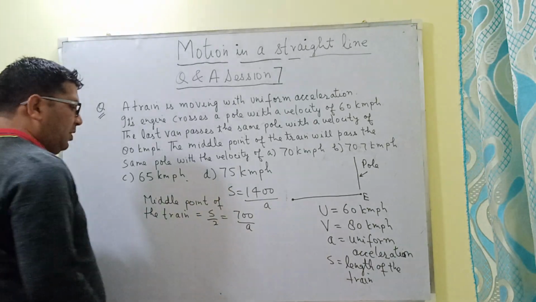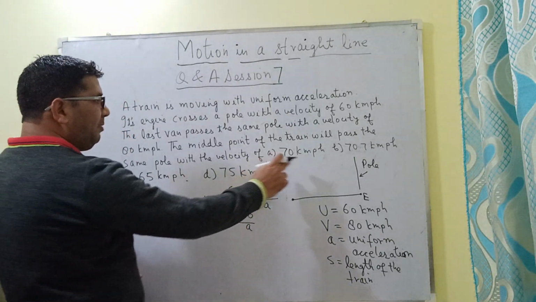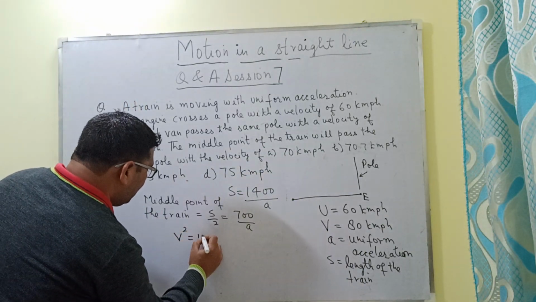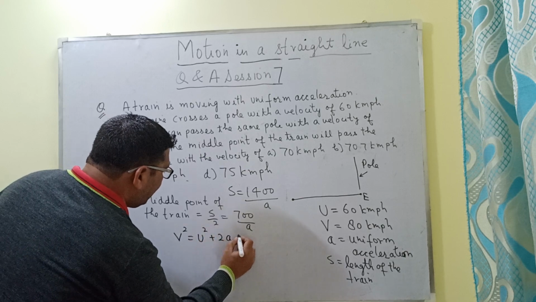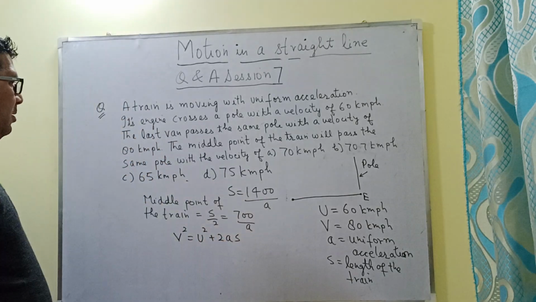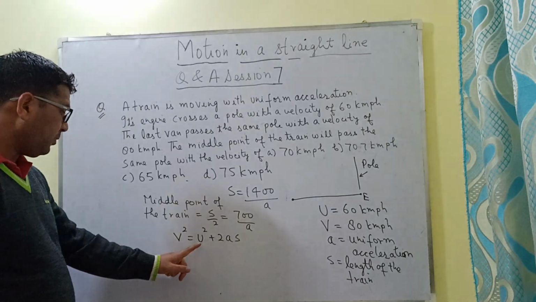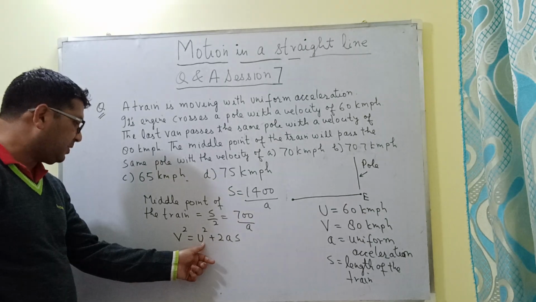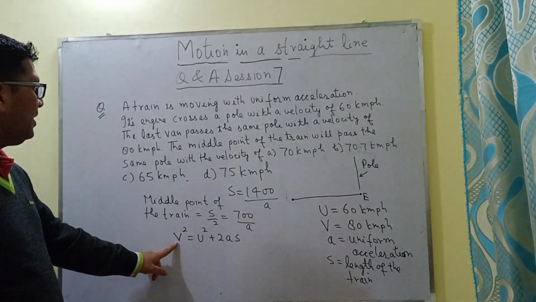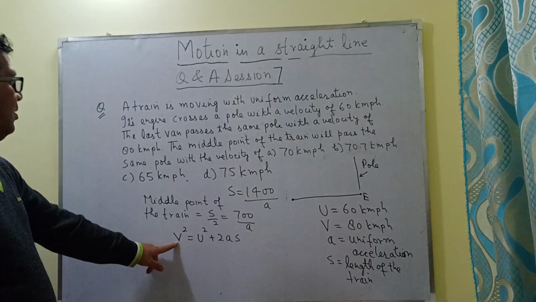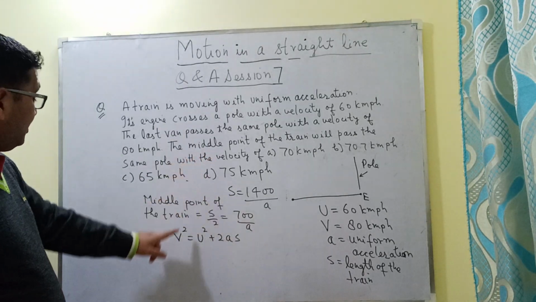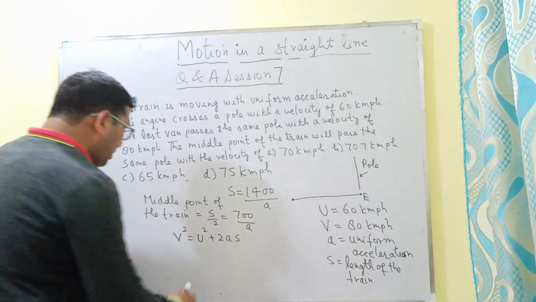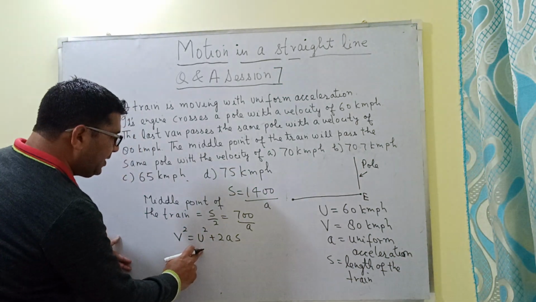Okay. So now again, I will be using the equation of motion, that is V square is equal to U square plus 2AS. In this case, U is known to us, and we have to find the velocity of the middle point of the train when it passes the same pole. So U is known to us.